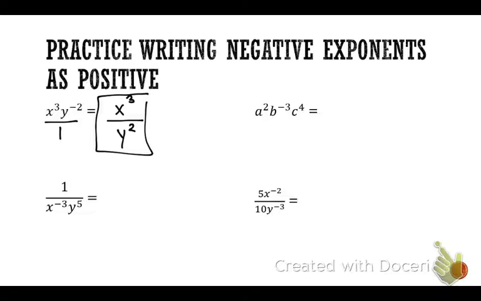Now remember, if you flip the entire fraction, you're actually making the x negative. All right? Because my rule says moving the term to the opposite side of the fraction reverses the sign. So if it was positive, now it's going to be negative.